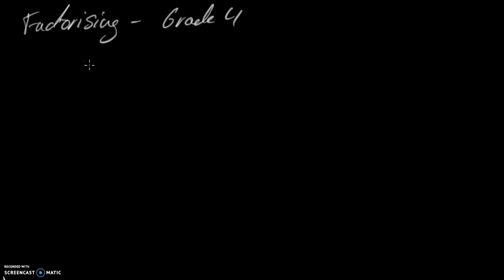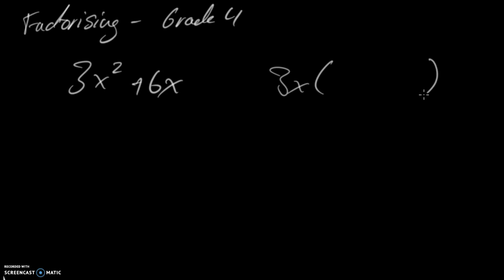So let's say we have 3x squared plus 6x. We'd like to factorize this. So the highest power of x will go into both terms. Basically the highest common factor of these two terms would be 3x. So we put 3x here, and inside the brackets we just do 3x squared divided by 3x, so this would just be x, and 6x divided by 3x would give us 2. So there we go, and we just factorized it.